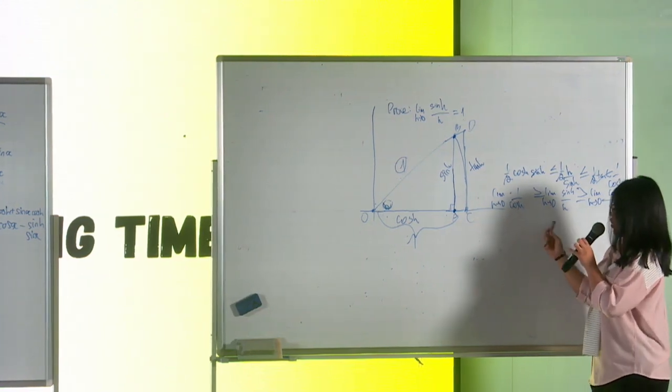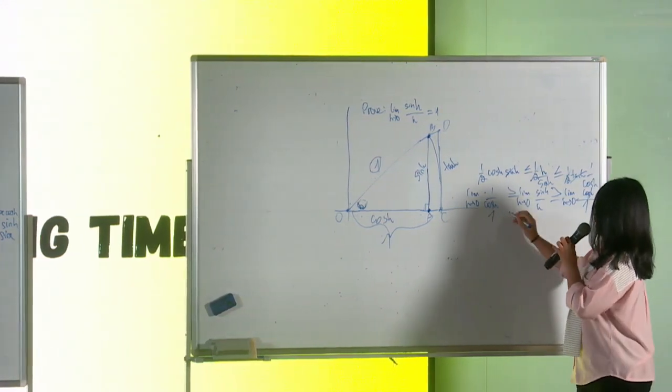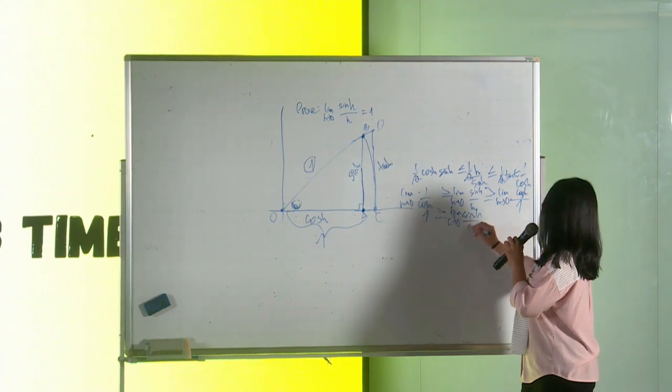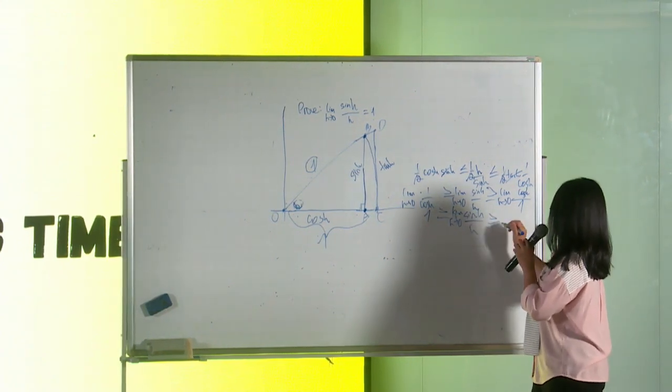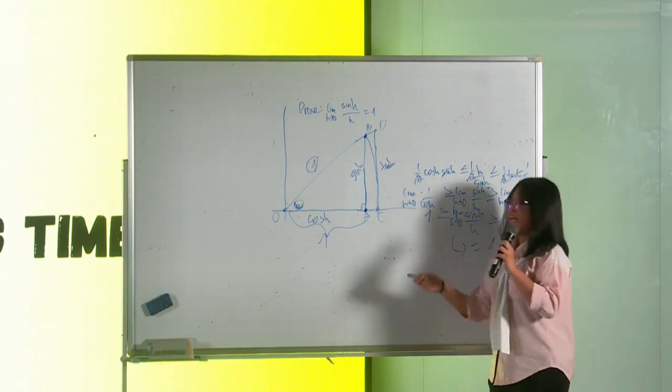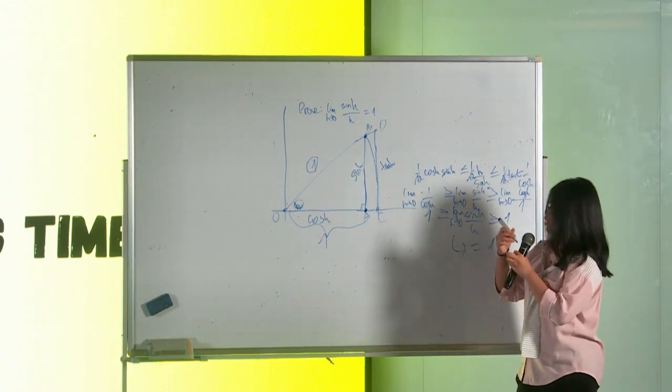Cosine of 0 in trigonometry is equal to 1. So therefore, the limit of h to 0 of sine of h over h is smaller or equal to 1, and it's larger or equal to 1. So therefore, this is equal to 1. Now, Tom will continue the process.